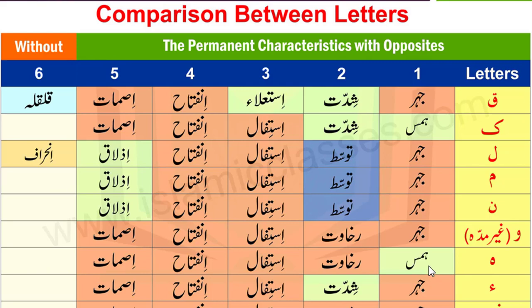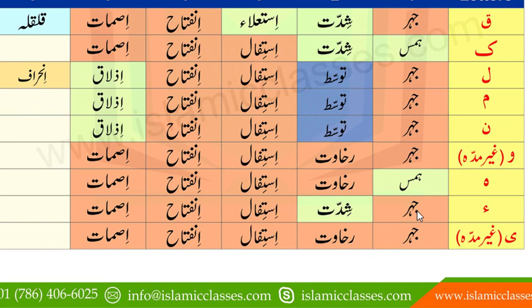Ha, it has hams, rakhawa, istifal, infitah, ismat, because I already told every quality and how the sound is, so you can see that as well. Hamza, it has jahar, shidda, like jahar, the discontinuing of the breath, and shidda, discontinuing the sound. This letter's sound makes it different from other letters. Ya, it is again ghair madda ya, not a madda letter. Inshallah I will explain about these two things, waw ghair madda and ya ghair madda. Ya, it has jahar, rakhawa, istifal, infitah, ismat.